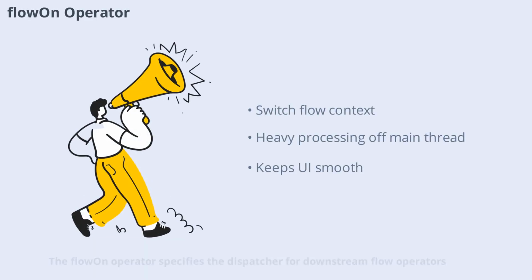The flowOn operator specifies the dispatcher for upstream flow operators. This means you can switch the execution context of a flow, ensuring that heavy processing happens off the main thread and keeps your UI smooth.